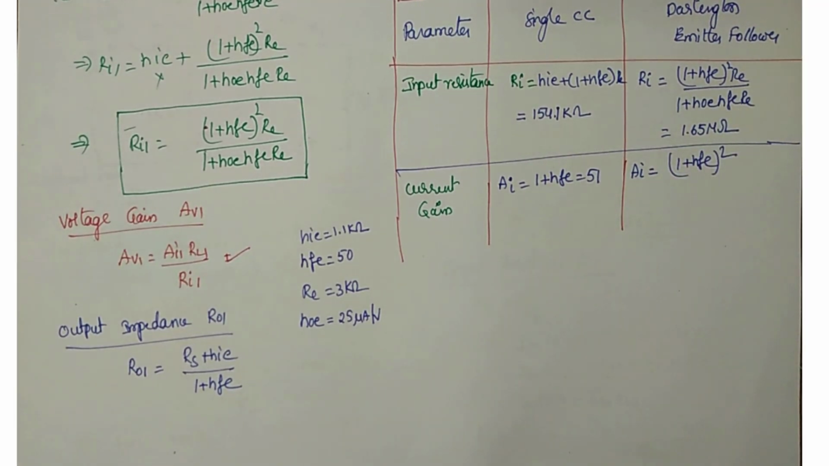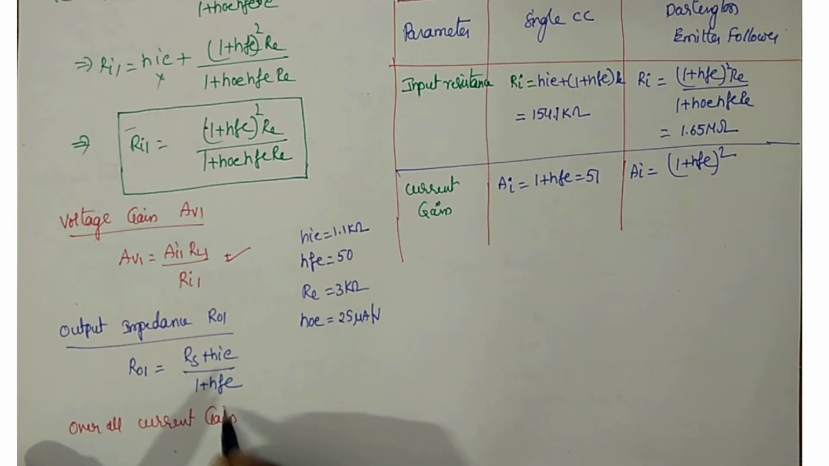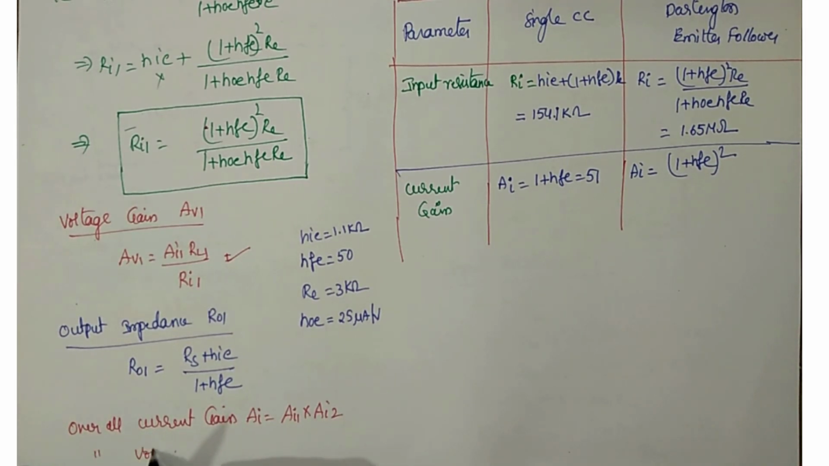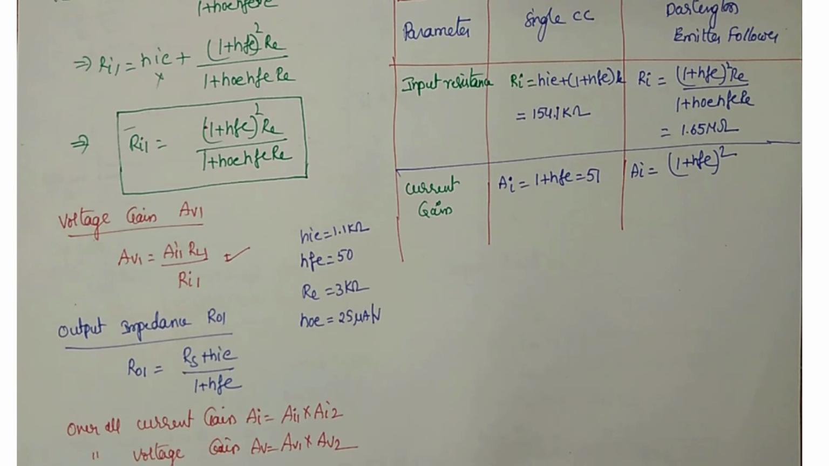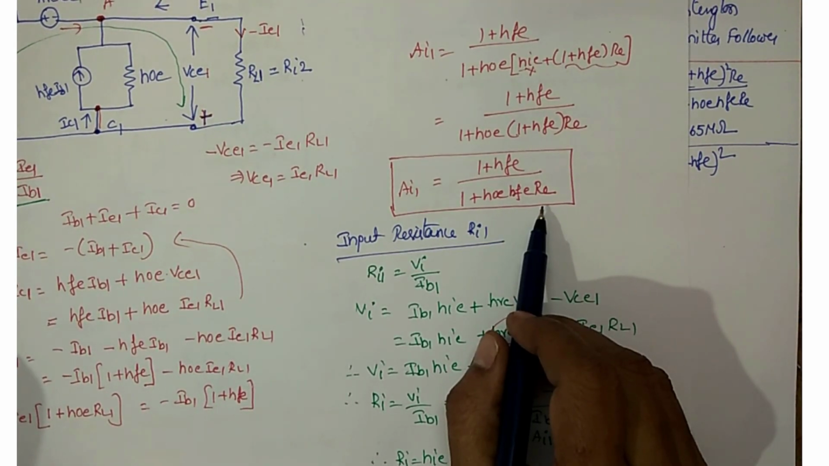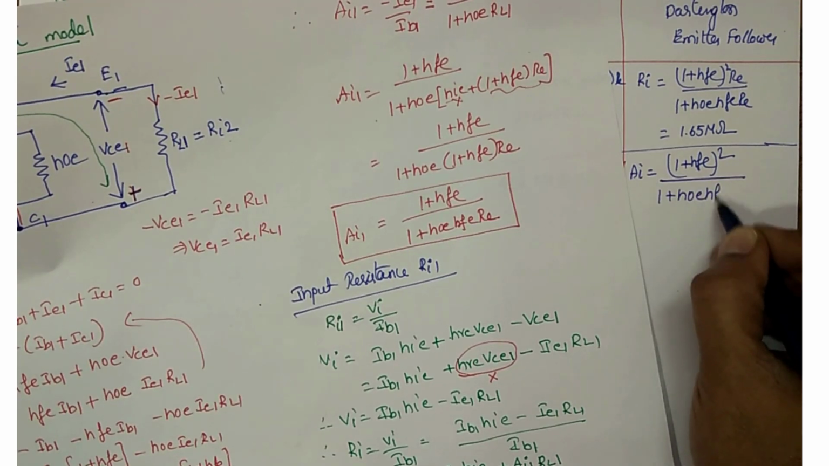Same way, the current gain of the single CC is this. What is the current gain of the Darlington emitter follower? You have to take the overall current gain. Overall current gain AI is equal to AI1 into AI2. For the second stage we got AI2 and for the first stage we got AI1. The total gain means you must multiply these two gains. Same way, not only current gain, even for overall voltage gain, AV is AV1 into AV2. Remember. So what is AI1? AI1 is this. What is AI2? AI2 is 1 plus HFE. So AI1 into AI2 becomes (1 plus HFE) whole square by 1 plus HOE HFE RE.